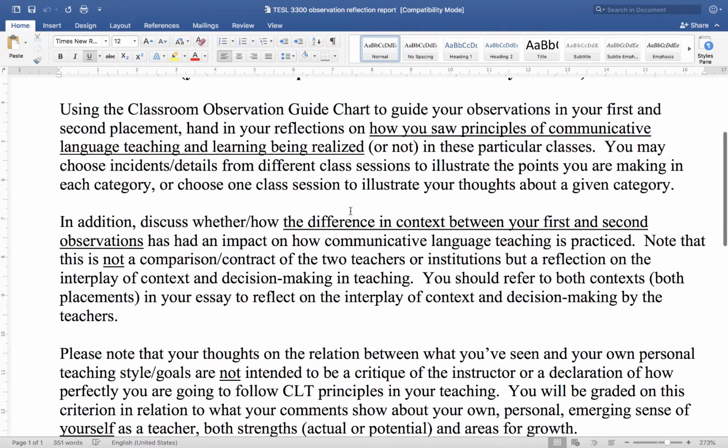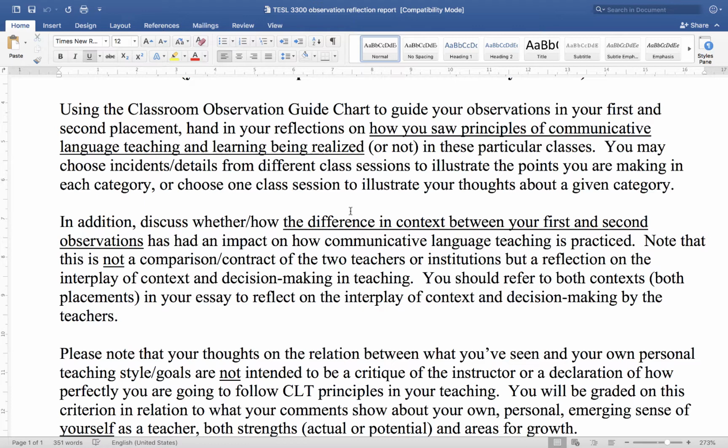In addition, discuss whether or how the difference in context between your first and second observations has had an impact on how communicative language teaching is practiced. So this also has been a big highlighted theme throughout the semester: the context and the ways in which teaching decisions are impacted by the context. So this is an interesting point which you can discuss as well.